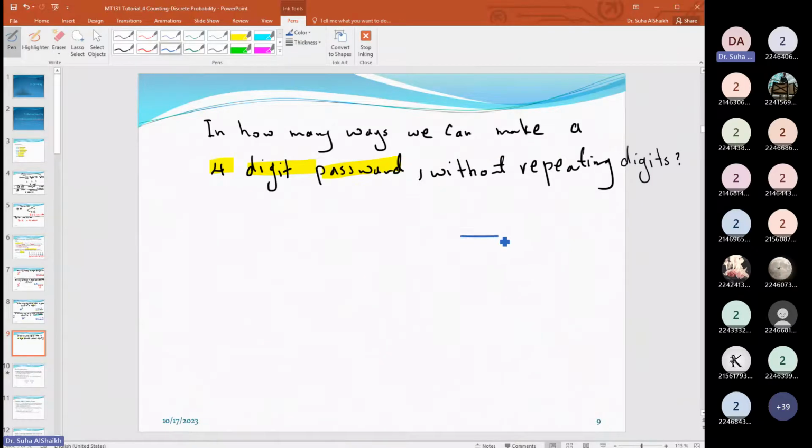A 4-digit password means I have 4 places where I will use a digit. The digits I'm talking about are from 0 to 9, and how many of them? I have 10 of them. Now notice that it says without repeating a digit. That means when I use a digit in the first place, I can't use it again. You are correct, Shatha. I'm not repeating digits, so the digit I put in the first place, I'm not going to use again.